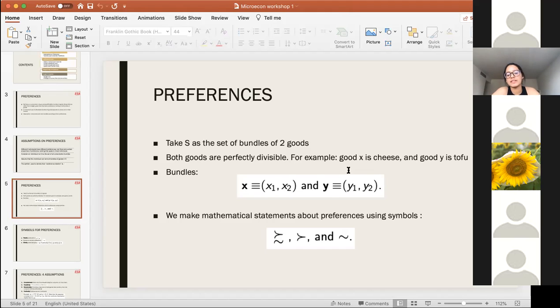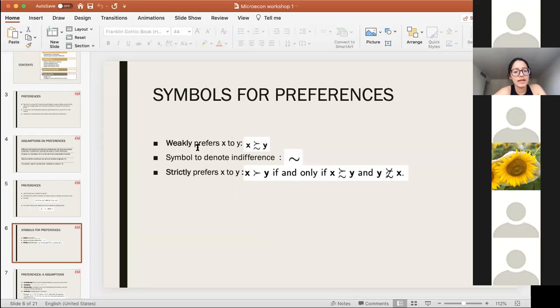So for example, in this case, we're just going to go by two things that are pretty similar. Good X is cheese and good Y is tofu. This is just some notation of how you show what the bundles are. Good X, which is cheese, if you see it online, is usually in a bold font. And these are some more symbols, which I'm going to explain in the next slide.